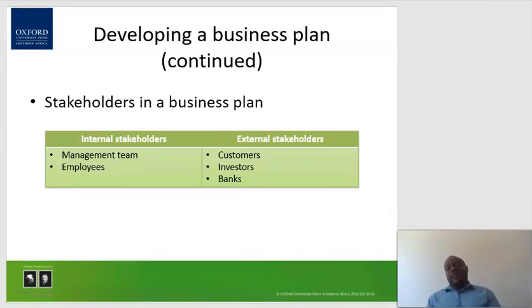So there are stakeholders in a business plan. These are parties that are interested in knowing the contents of a business plan. There are those within the organization, for example, your management team and your employees. Then there are also external stakeholders, like your customers, your investors, and your banks. Although they are outside your organization, they are interested in knowing the contents of your business plan.